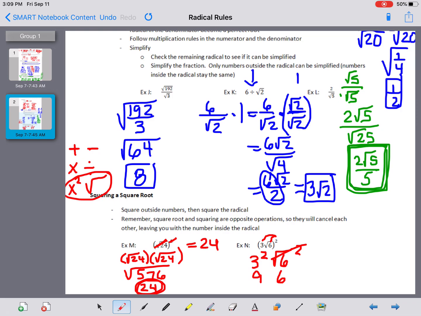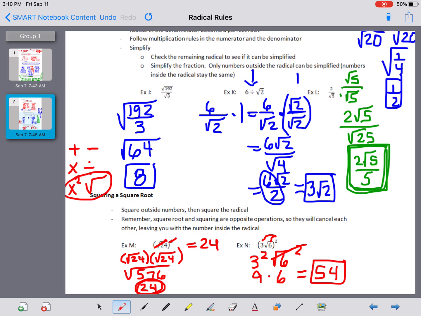Now, what do you think we should do with that 9 and 6 together? We should probably multiply it. 9 times 6, that'll give us 54. So there's my answer when I square that, okay? When you square a square root, you should get a whole number every time. If there's a number outside of it, make sure you square that as well and multiply the two together.